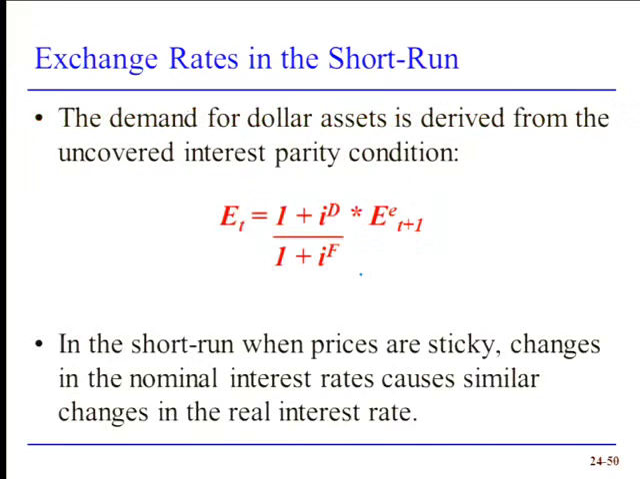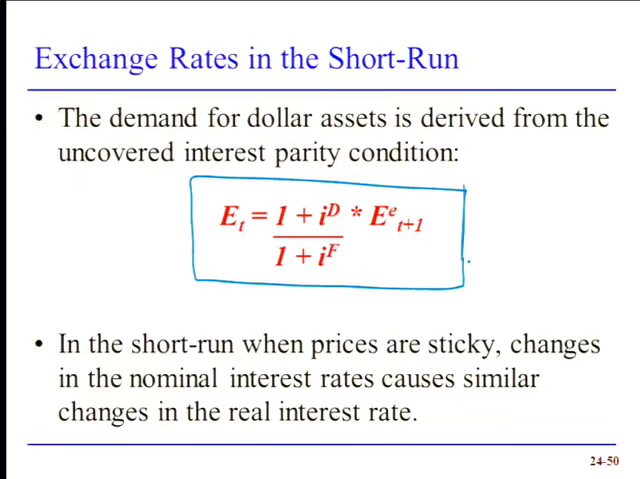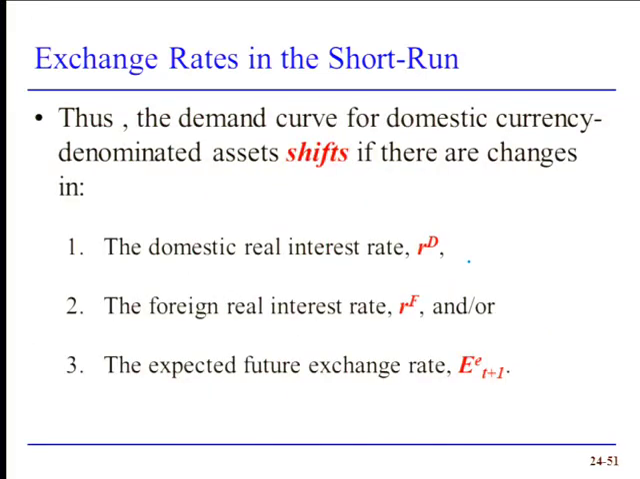And the easiest way to see the demand side is to go back to our uncovered interest parity condition. I'm not going to derive this for you. If you're interested, we can show that. But notice what we have. The current exchange rate depends upon the domestic interest rate, the foreign interest rate, and the expected future exchange rate. Now, in the short run, prices are sticky. So whatever happens to the nominal numbers also happens to the real numbers.